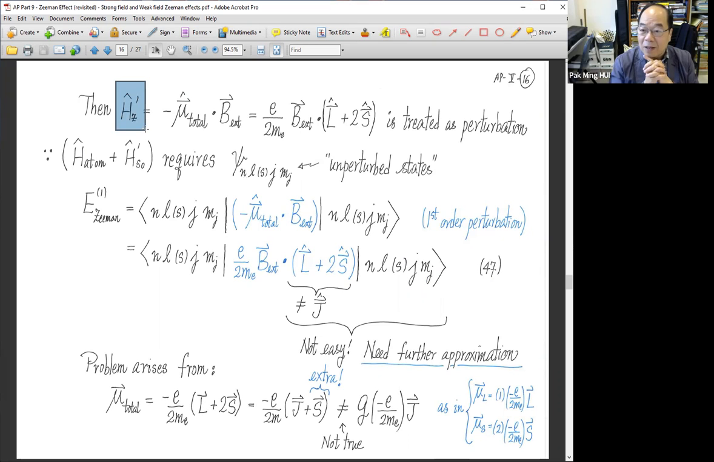Last time, we emphasized that the Zeeman term has one unpleasant feature. Because of the difference in the g factor, the spin g factor is 2, while for the orbital angular momentum, the orbital magnetic dipole moment, the g factor is 1. Due to this difference in the g factors, we have L plus 2S dotted into the external field to give us the Zeeman part of the Hamiltonian.